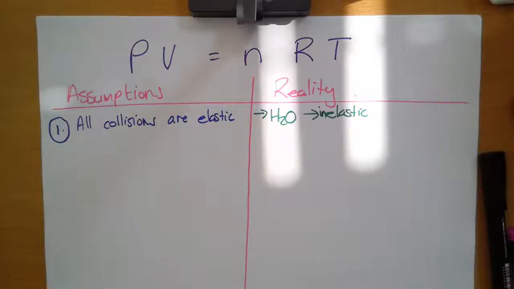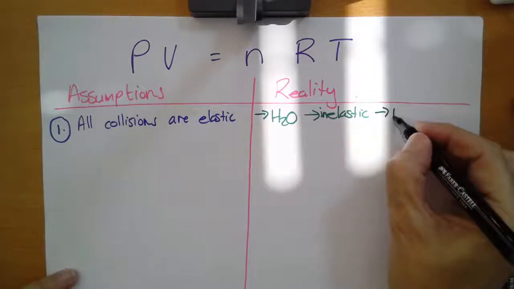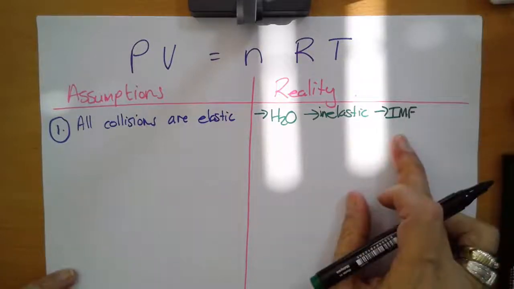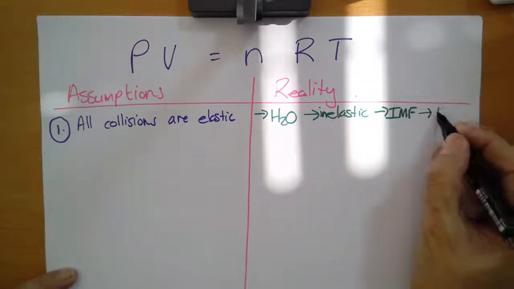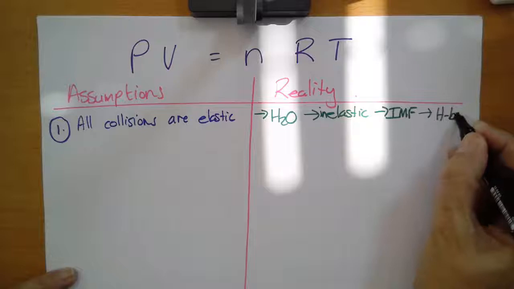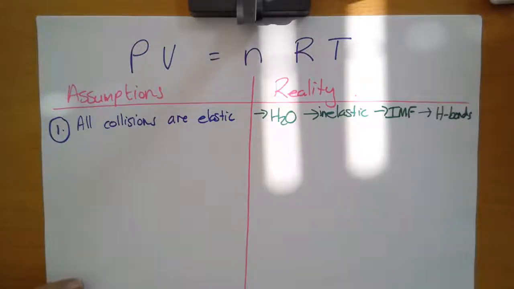What do you mean by inelastic? Inelastic means that when they collide, they are going to lose energy. Also, if they collide, they could stick together. Now, if you think about the intermolecular forces in water, and I'm going to call it IMF, intermolecular forces, the intermolecular force that we see here is going to be hydrogen bonds, right? Which we know is the strongest intermolecular force that we have.